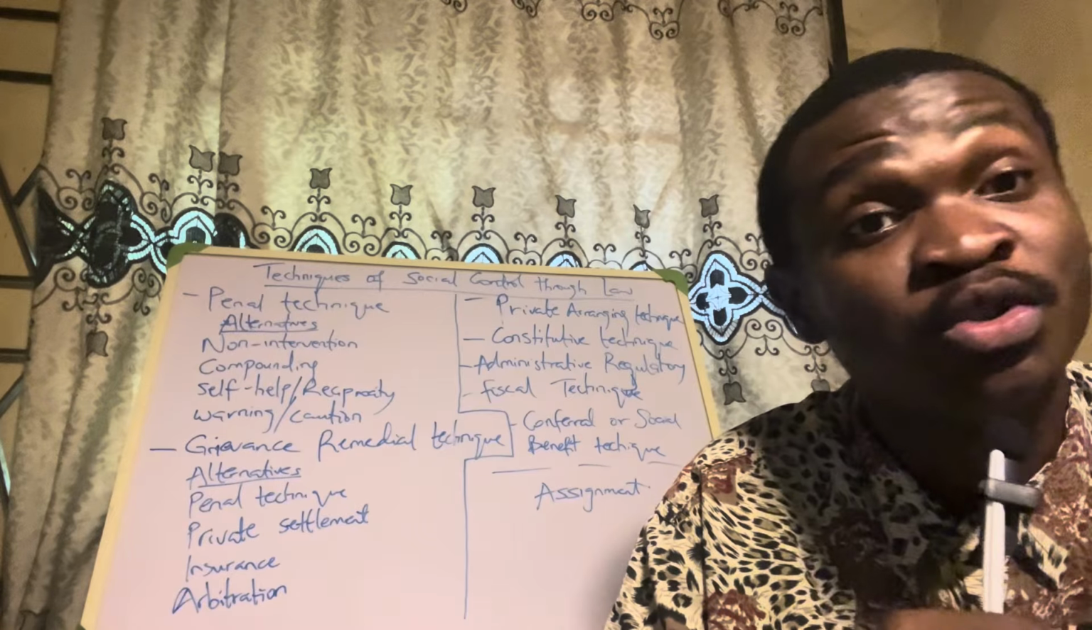Now, compounding. Even though yes, crimes may occur, when we talk about compounding, we are talking about reaching an agreement. You have destroyed my car. This is what you are expected to pay me, at least for compensation, so that I will not chase or I will not prosecute this matter further.